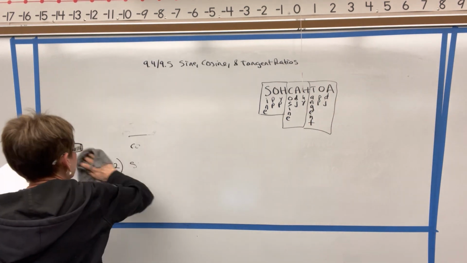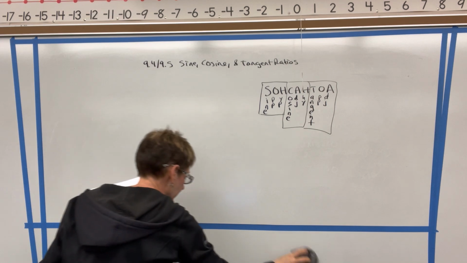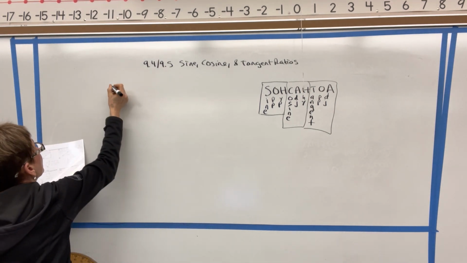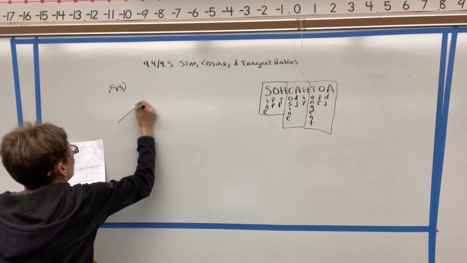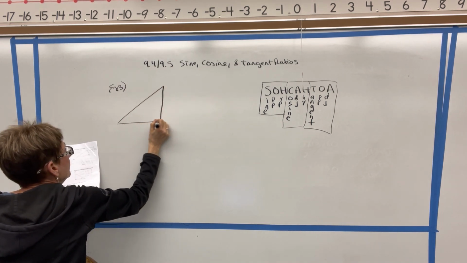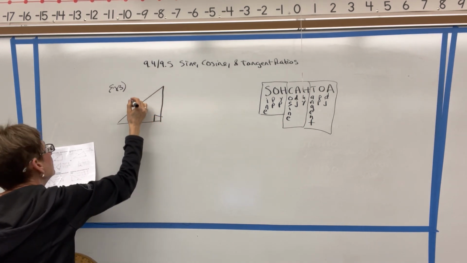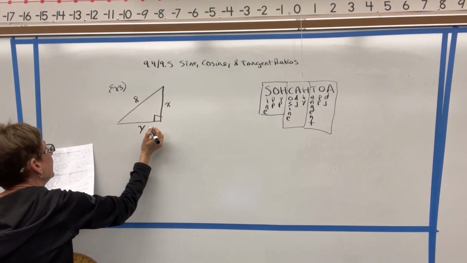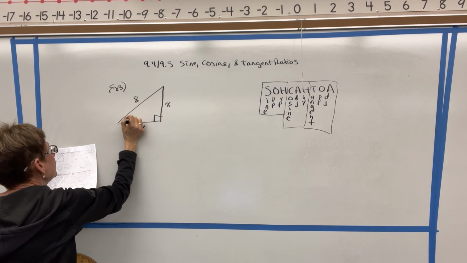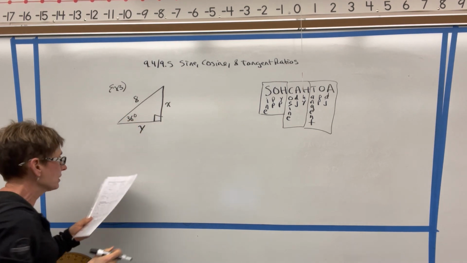Okay, let's talk about example number 3 now. And this is going to be a triangle that we're trying to solve. So example number 3, we're going to solve for X and Y. We have a right triangle and the sides as currently labeled are X, Y, and 8. This angle right here is 36 degrees.